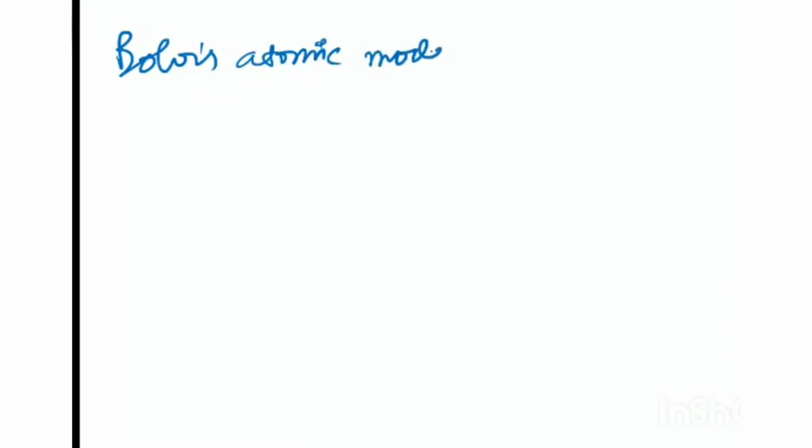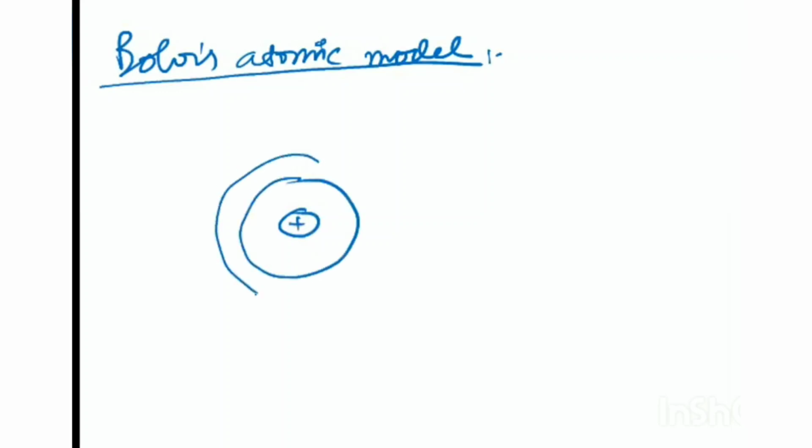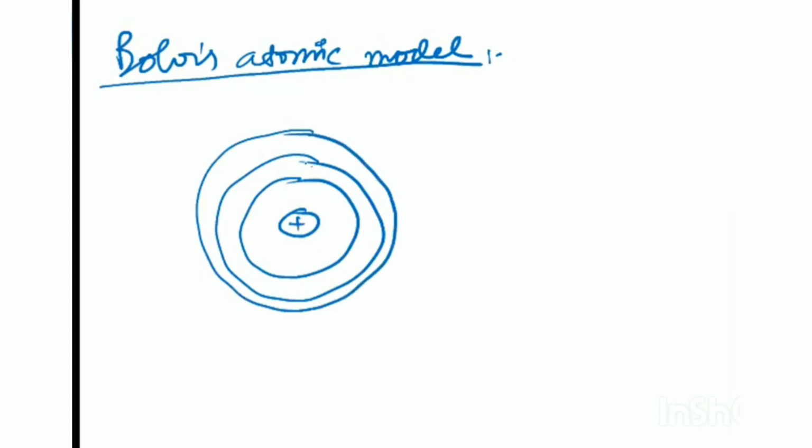So for Bohr's atomic model, we're going to discuss first his postulates. That is, Bohr said around the nucleus, in circular ways, the electron revolves like this. Only in this circular way can the electron revolve. So these are called orbits.